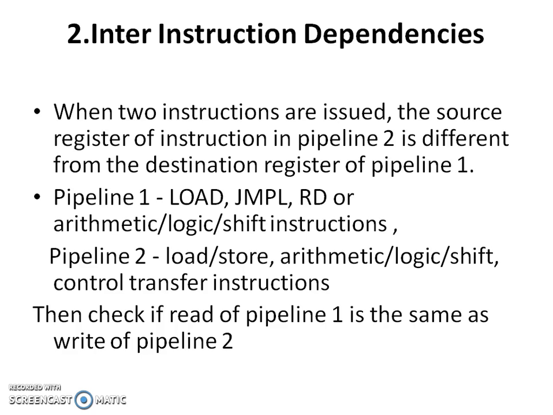Inter-instruction dependencies. Once the 2 instructions are issued in the same group, the source registers read by the instruction in pipeline 2 cannot be the same as the destination register that pipeline 1 will write into. When the instructions in pipeline 1 are load, JMPL, read or arithmetic logic shift instructions, and the instructions in pipeline 2 are one of the load store, arithmetic logic shift, or the control transfer instructions, then we need to check if the read of pipeline 1 is the same as the write of pipeline 2.